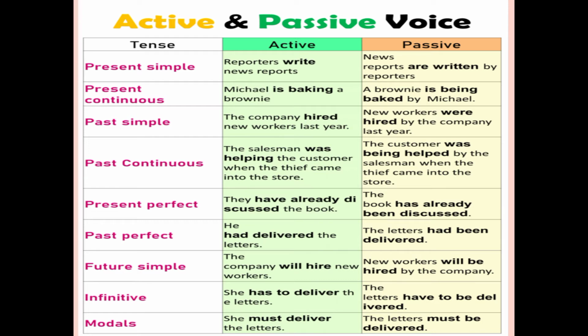Just take the first one, that is present simple. So simple present, present simple, both are same. So you can see that there is one sentence which is given: reporters write news reports. So you can see that reporters is the subject, write is the verb, and news reports is the object part. Now when we change into the passive voice, the object becomes subject and the subject becomes object, and the verb also changes its form.